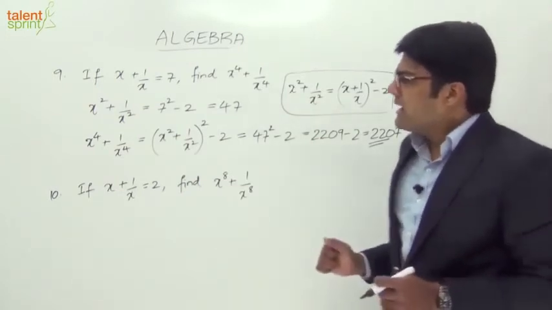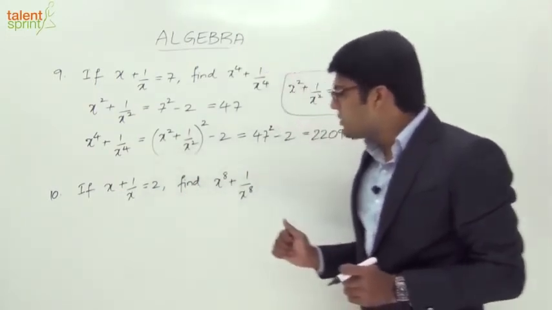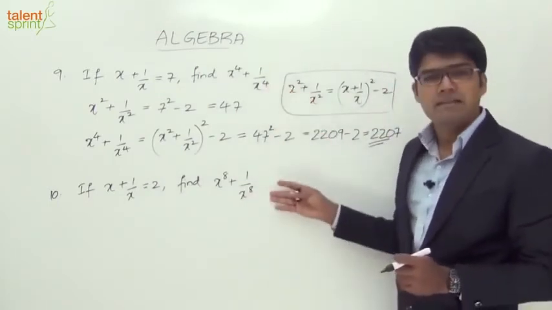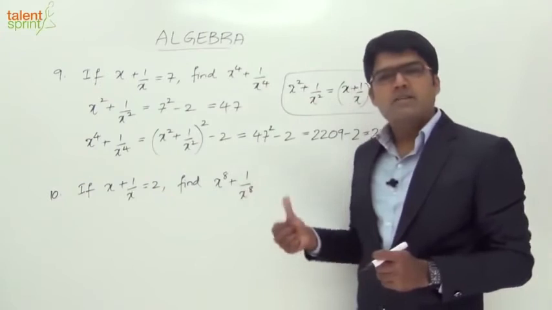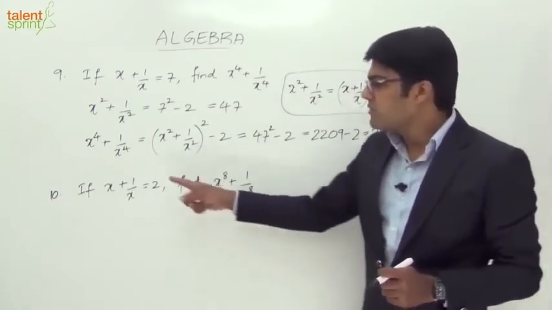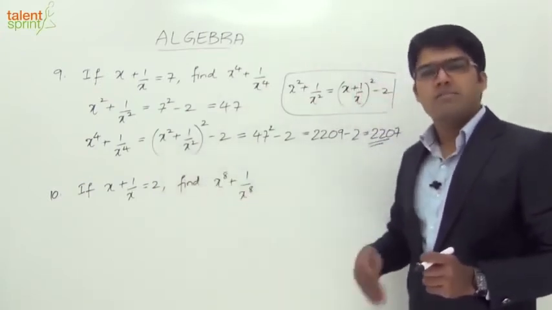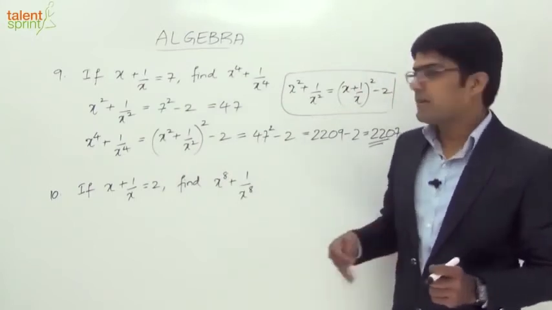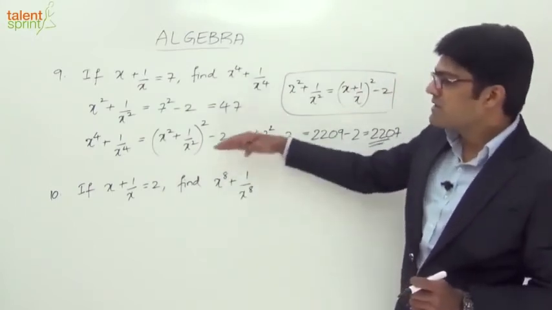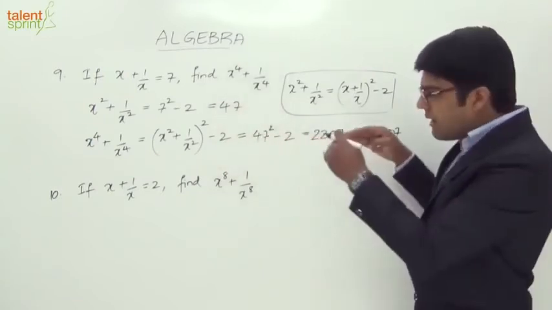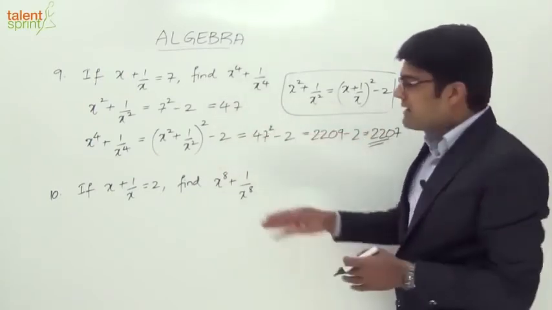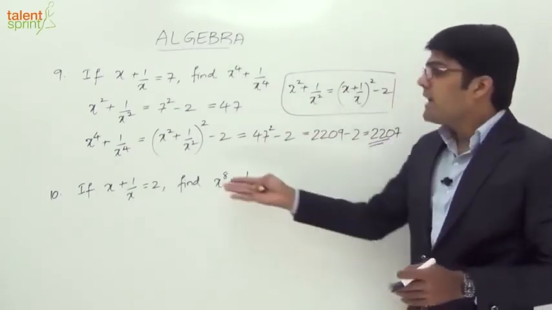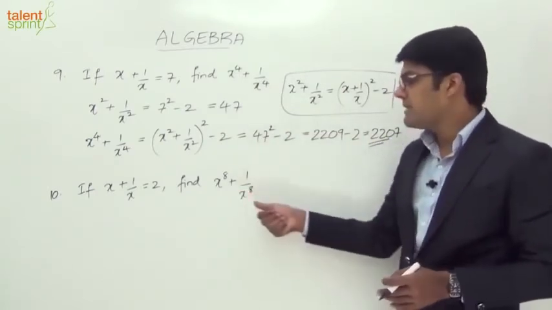Look at the 10th one. If x plus 1 by x equals 2, then find x power 8 plus 1 by x power 8. Quite similar to the earlier case, right? So what do we do? Find x square plus 1 by x square, which will be equal to 2 square minus 2. Then find x power 4 plus 1 by x power 4, right? And then take x power 8 plus 1 by x power 8. So up to the first 2 steps, it is similar to question number 9. Then one more step will give us x power 8 plus 1 by x power 8. So that way you can simplify this and find the final answer.